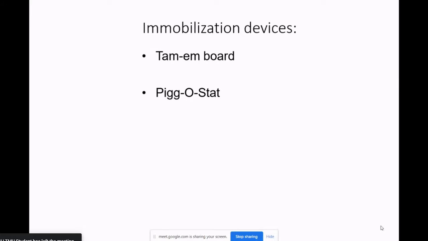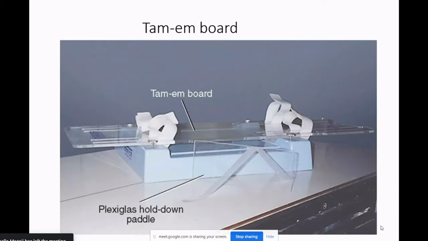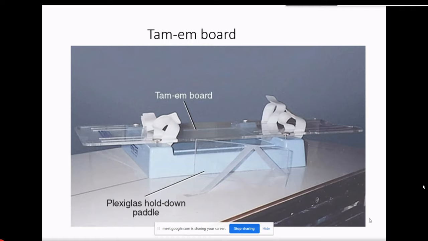Generally, we use two types of immobilization devices for the pediatric patient: the Tam-M board and the Pigg-O-Stat. This is an example of the Tam-M board. This device is mainly made of Plexiglas with some straps, and the lower body of the device is made of carbon fiber so that it does not interact with the X-rays and we can get better image quality at a low radiation dose.